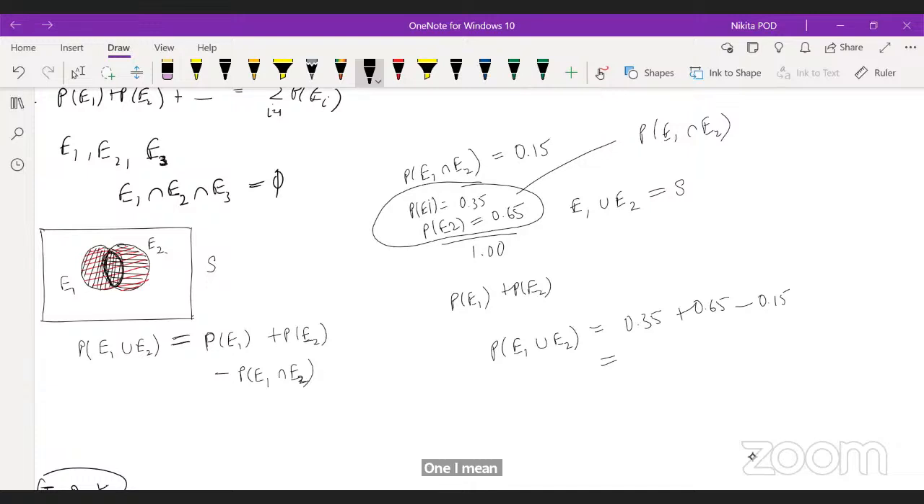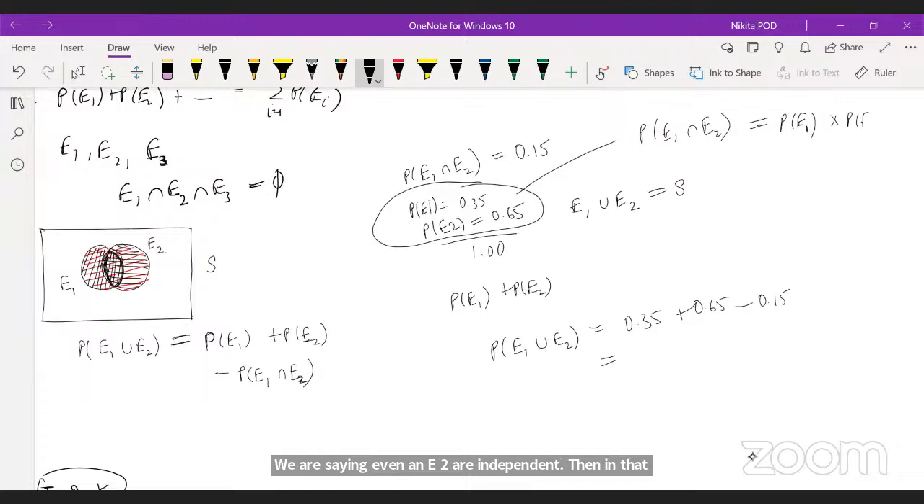No, there is one way. If they are independent, I don't think independence has been taught so far, but I'm just telling you. When we say E1 and E2 are independent, then the probability of the intersection is equal to probability of E1 times probability of E2. If the events E1 and E2 are independent, then we can write that. I think we are going to study this next week.